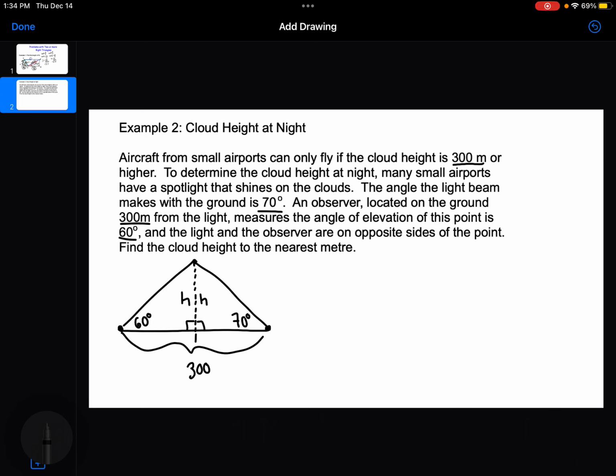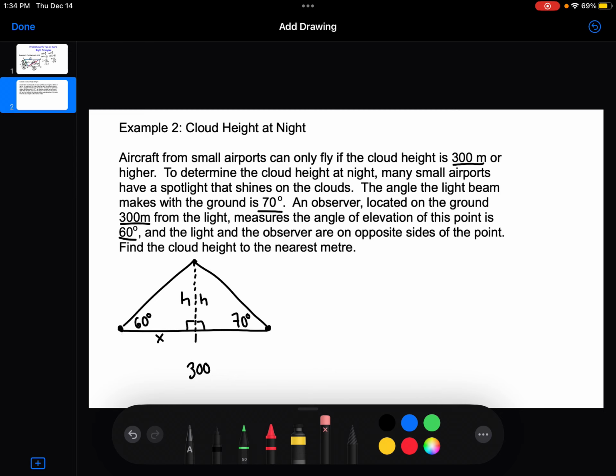What we're going to have to do is let x be one of the sides. So we'll say the left side. If x is on the left-hand side of our diagram, from here to here, then on the right-hand side it's going to be 300 minus x, because the whole distance has to be 300, and the only thing that's left is 300 minus x.